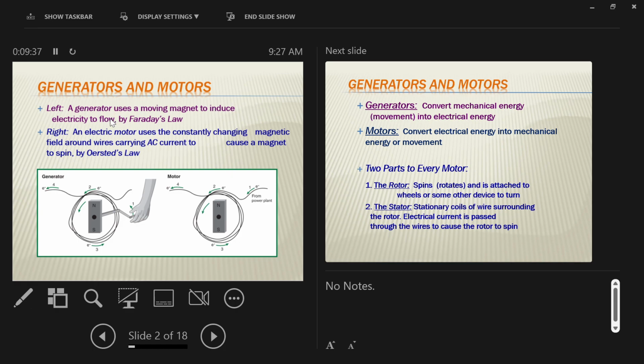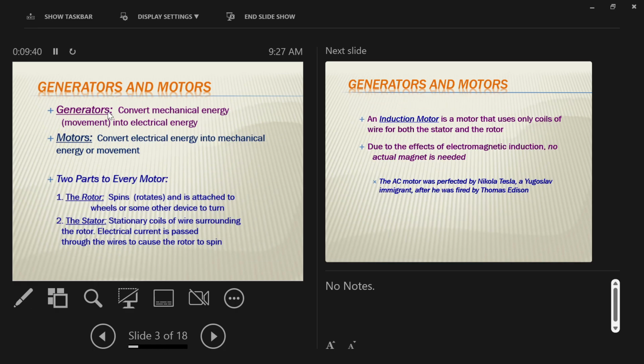Okay, so back to this. So generators take mechanical energy, movement, and convert it to electrical energy. Motors do the exact opposite. They take electrical energy and convert it into mechanical energy. What's really interesting are electric cars. All electric cars use some type of battery to spin some type of AC motor to turn the tires, okay? But some electric cars have what's called regenerative braking, okay?